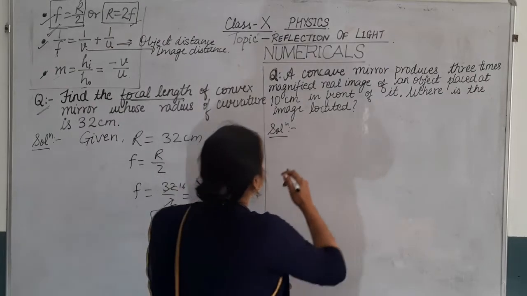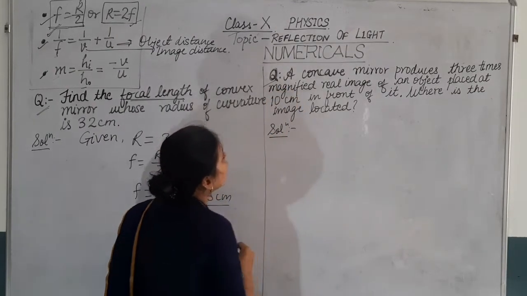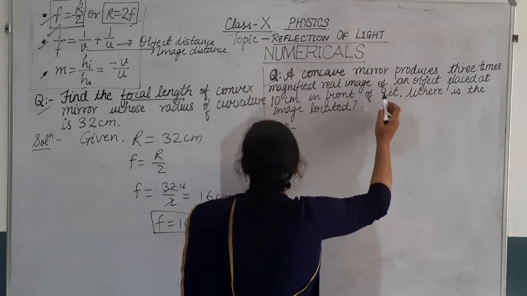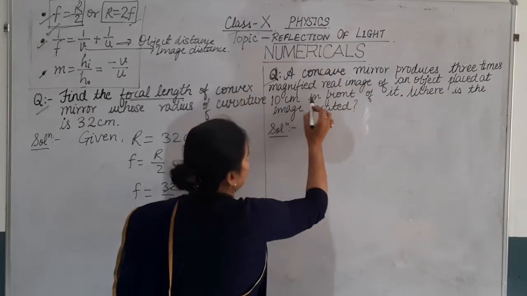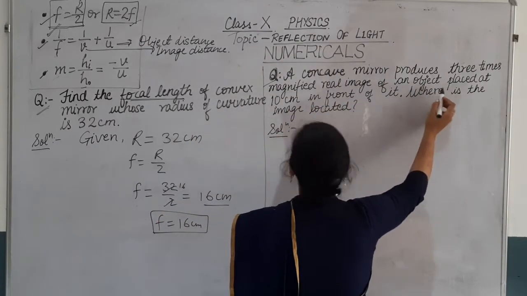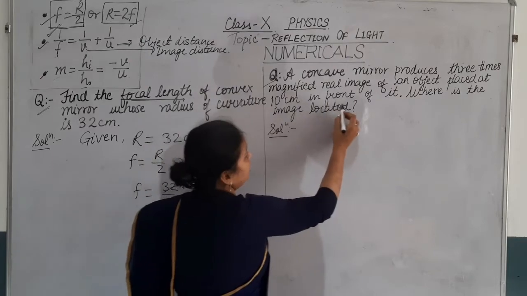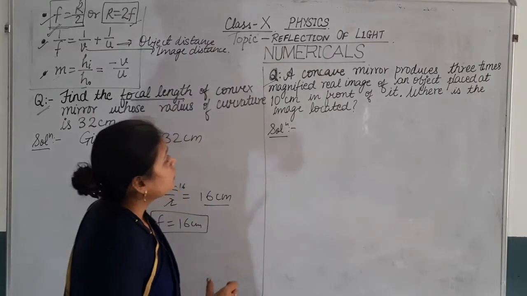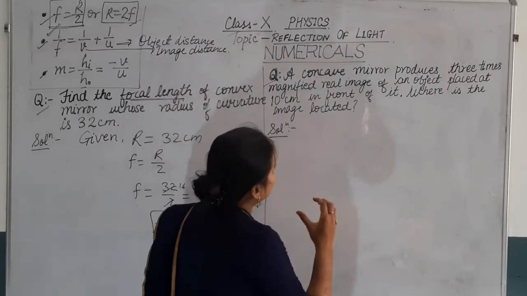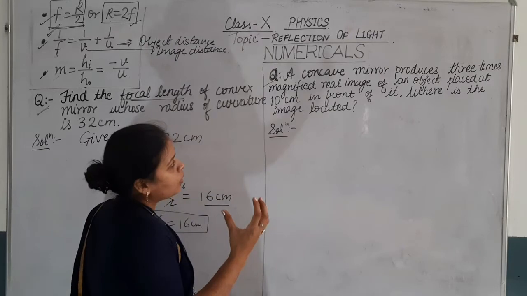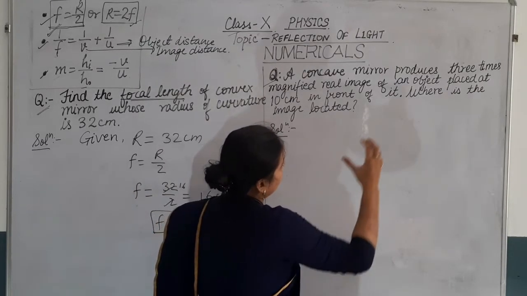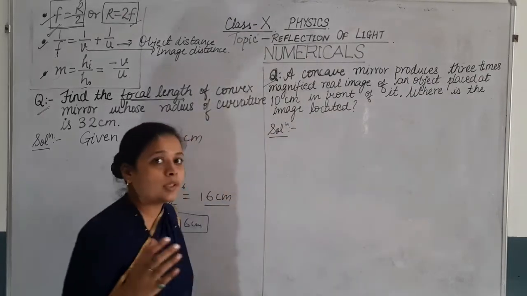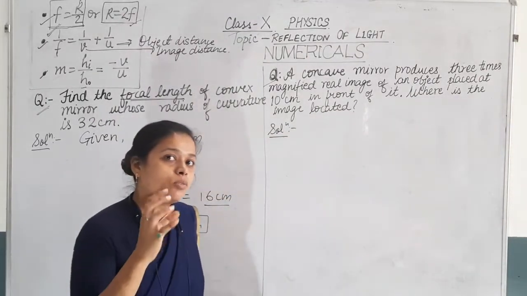Next is the second question. Read this second question. A concave mirror produces a 3 times magnified real image of an object placed at 10 cm in front of it. Means in front of the mirror an object is placed, which produces a magnified image of the object. How much magnified? 3 times magnified image. Where is the image located? Where will that 3 times magnified image be formed?